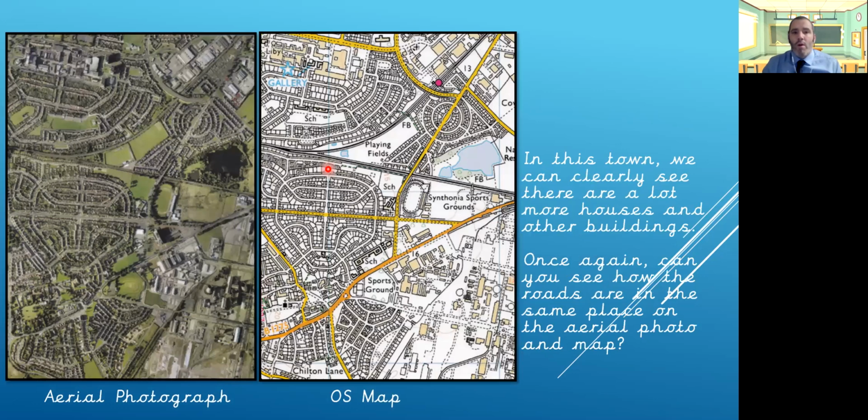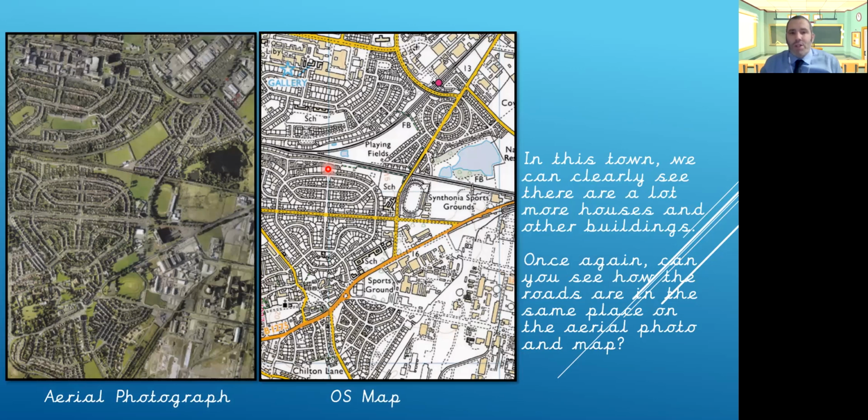So this is more of a planned town. There's a lot more houses there and a lot of other buildings. And once again, can you spot the roads? Are they in the same place as they are in the aerial photograph and on the map?